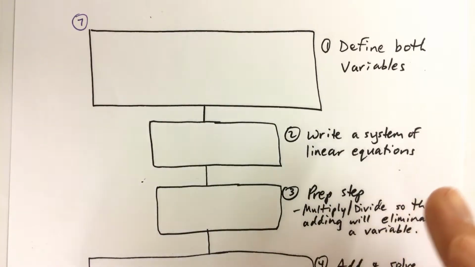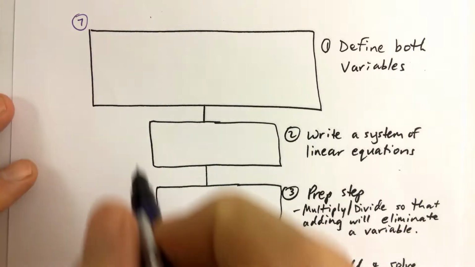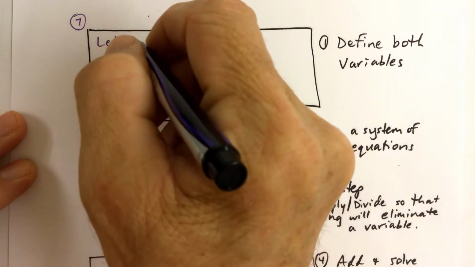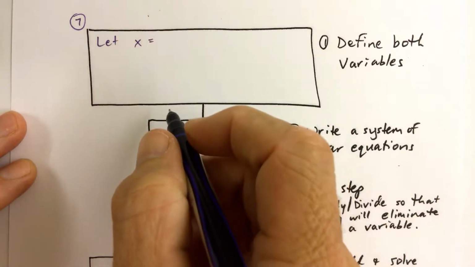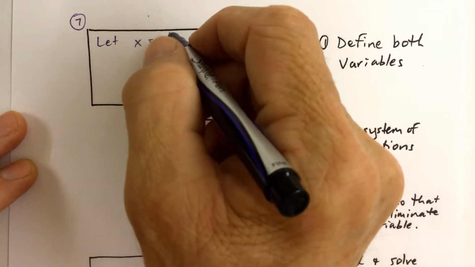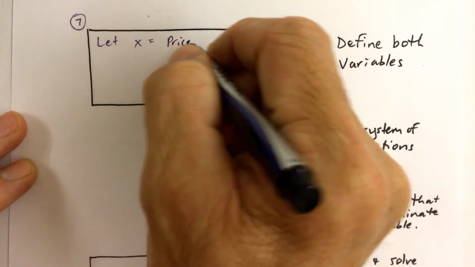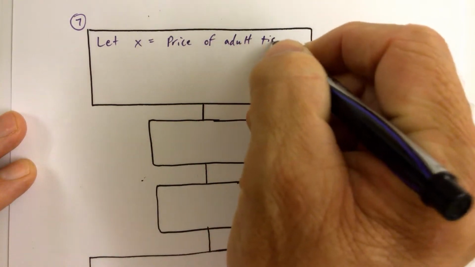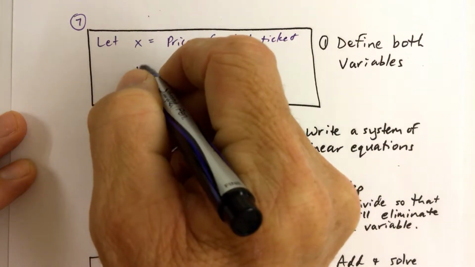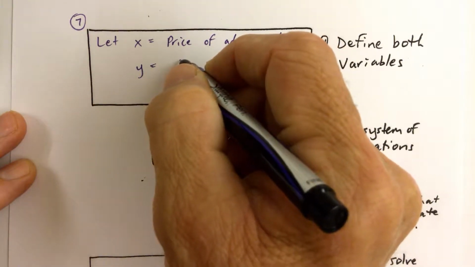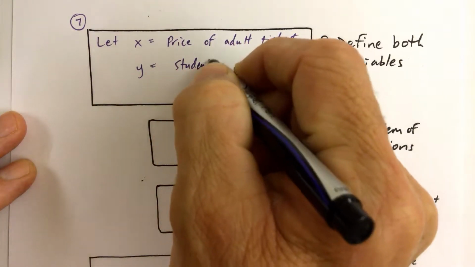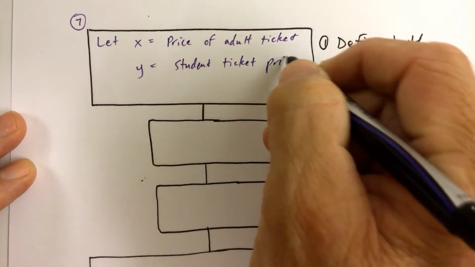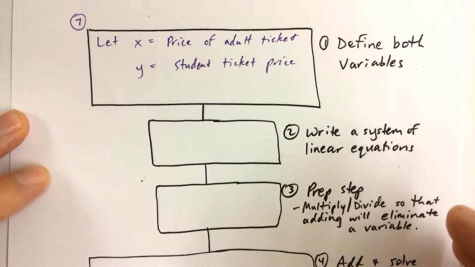Number 7, again, if you haven't read through the problem yet, go ahead and do that. We're looking for the price each of one adult ticket and one student ticket. So we're going to let x equal the price of an adult ticket, and we're going to let y equal the student ticket price, or the price of one student ticket. So you can write it either way, doesn't really matter.